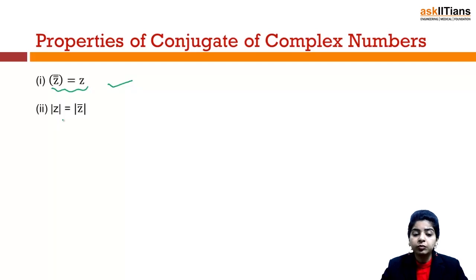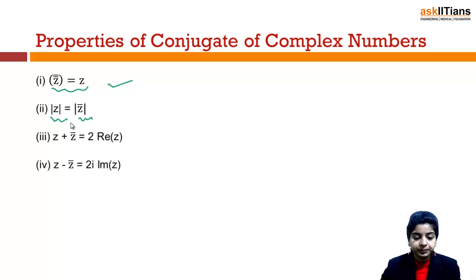This is also quite obvious because from the definition of modulus we know that modulus of Z is equal to under root of x square plus y square. Therefore, modulus of Z bar, where Z bar is x minus iy if Z is x plus iy, would also be equal to under root of x square plus y square, and therefore both of these are the same.